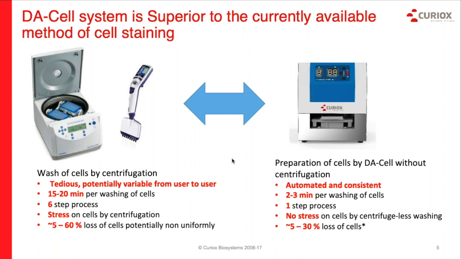So in a conventional wash process, scientists typically use a centrifuge and a multi-channel pipette. And then if you do a wash of, say, 2 centrifugations, that's going to take maybe 15 to 20 minutes, depending on what your particular protocol is. Whereas the DA cell takes care of the entire wash process automatically in 2 to 3 minutes without centrifugation. And also without centrifugation, cells do not experience any external forces or stress.